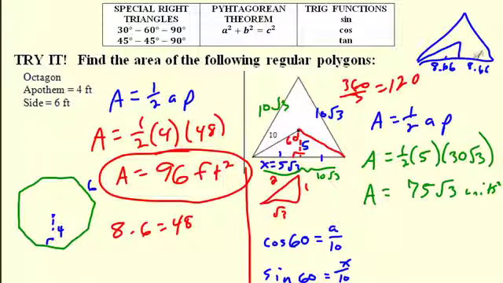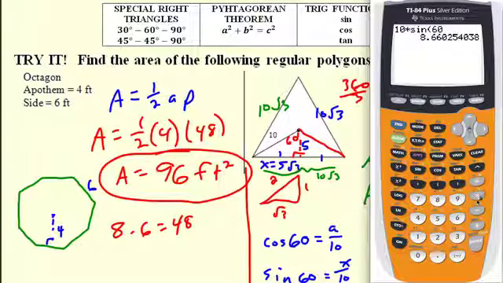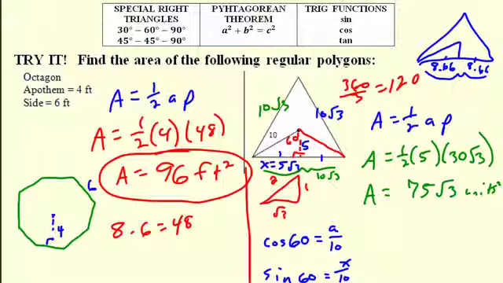So the key is, what are you doing? You have to double this. So 8.66, 8.66, double it. This will give you your side. Your side is really 17.32. So you can use 17.32.